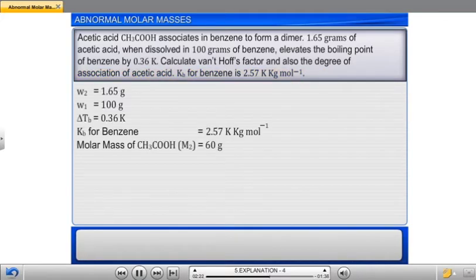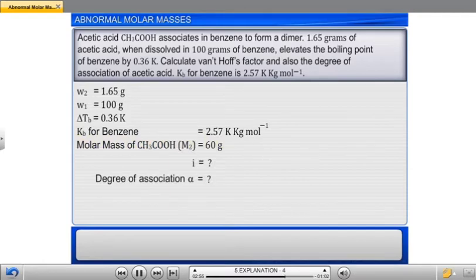The first step is to list the given variables. W2 is equal to 1.65 grams. W1 is equal to 100 grams. Delta Tb is equal to 0.36 Kelvin. Kb for benzene is 2.57 Kelvin kilogram per mole. Molar mass of acetic acid M2 is equal to 60 grams. Van 't Hoff's factor i and degree of association need to be calculated.